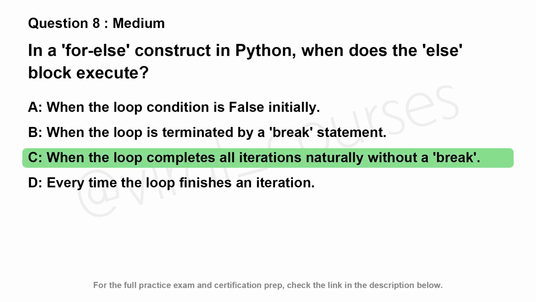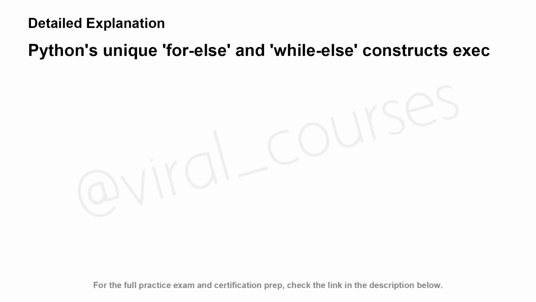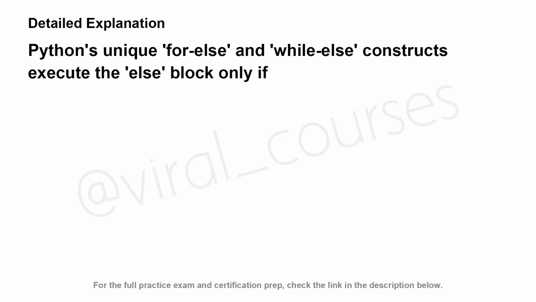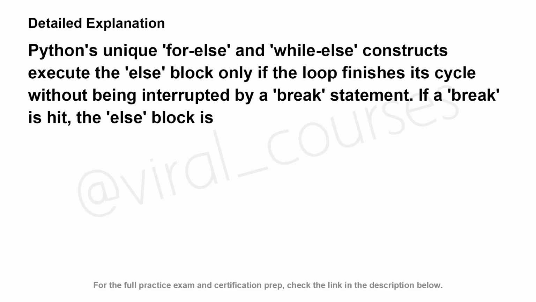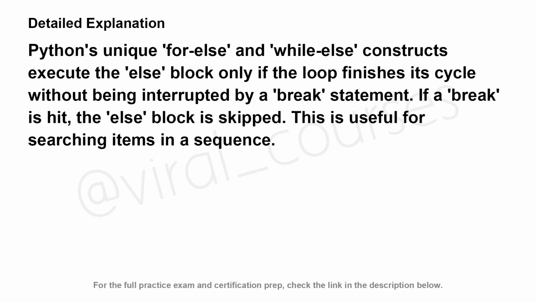The correct answer is C. Python's unique for-else and while-else constructs execute the else block only if the loop finishes its cycle without being interrupted by a break statement. If a break is hit, the else block is skipped. This is useful for searching items in a sequence.